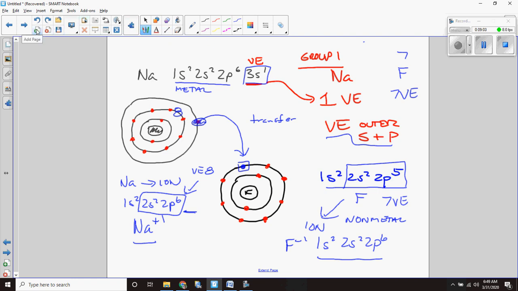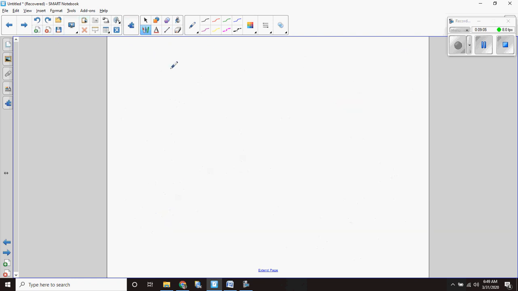What if I had an atom like calcium? Calcium has electron configuration 1s2, 2s2, 2p6, 3s2, 3p6, 4s2. Well, first question is this: how many valence electrons? Where are the valence electrons? Your answer? Right here. It's always the outermost s and p. Calcium is in group 2, so we know it's going to have 2 valence electrons.